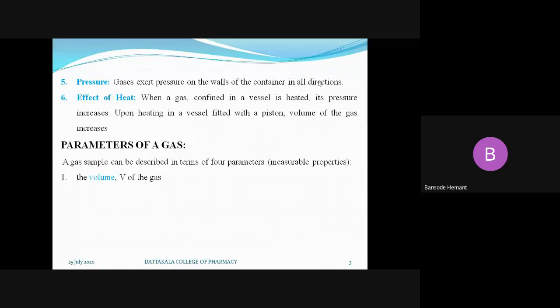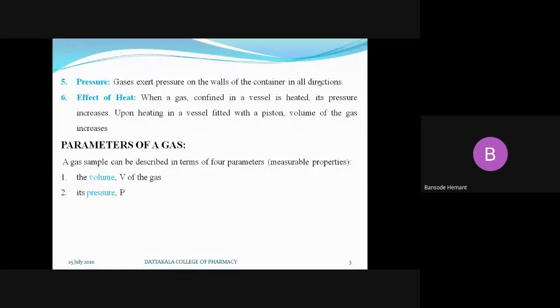And how can we express the volume of gas? It is expressed in liter or milliliter. Second is the pressure. As I have discussed in the 5th and 6th points, the gaseous molecules exert pressure on the wall of the vessel, and this pressure depends upon the number of molecules present inside the vessel or container.